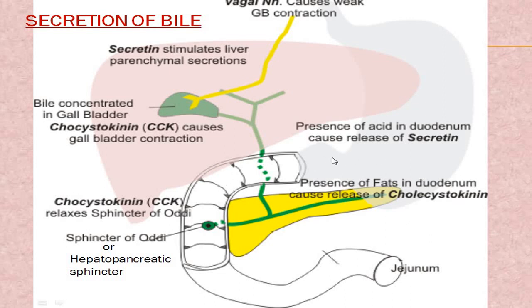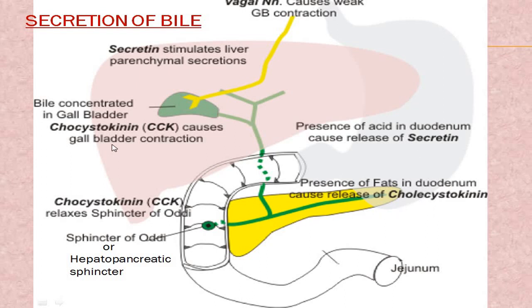Acidic chyme, which comes from the stomach into the duodenum, contains fatty acids. They stimulate the walls of the duodenum to secrete a hormone called cholecystokinin into the blood. Similarly, the acidic chyme stimulates the wall of the duodenum to release another hormone called secretin. Both secretin and cholecystokinin are secreted in the blood.